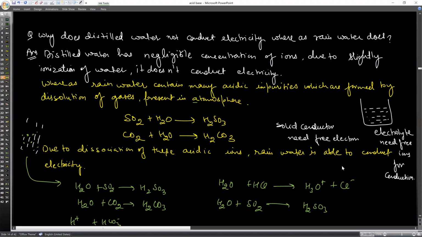Free ions for the conduction of electrons. So that's why we called it that. Why does distilled water not conduct electricity? Because distilled water does not have free ions.